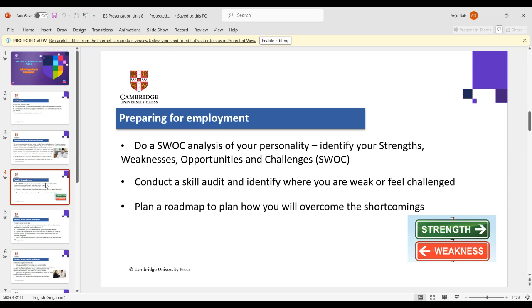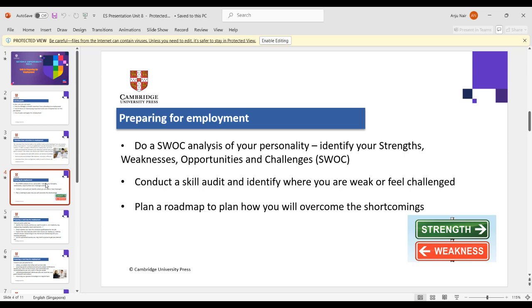So a SWOT analysis is important. What are your strengths? What are your weaknesses? What are the opportunities? And what are the threats? Tomorrow there are challenges, threats or challenges. We call it a SWOT or SWOC. So what are the challenges involved? If I have to get into this company after 1 year or after 2 years, what are the challenges? Do they look for experience or do they take fresh candidates? That you need to know.